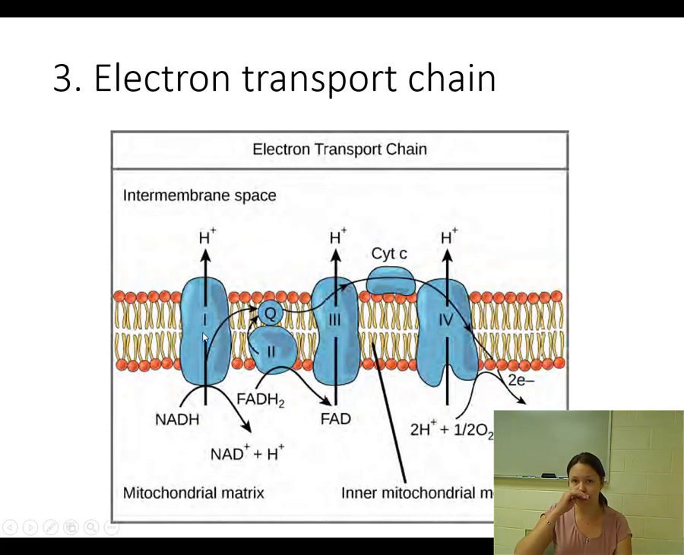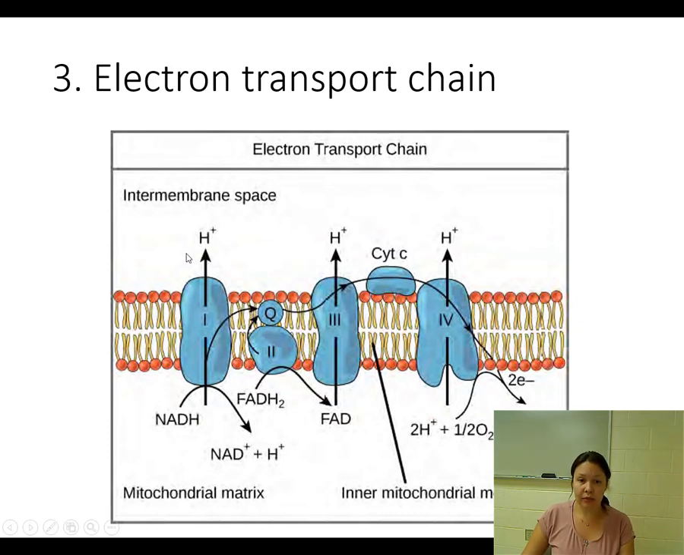So these complexes, what really happens is the electrons get bounced around from complex to complex until energy is generated. And so hydrogen ions are also released in this process. And what's important to note is that oxygen is used. So when you take oxygen and you take hydrogen ions, you generate water, or H2O. And so water is a byproduct that's released in the electron transport chain.